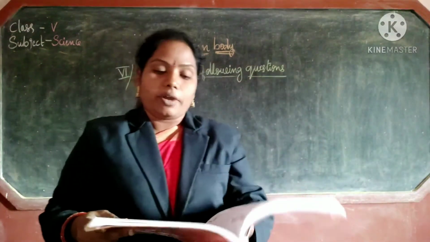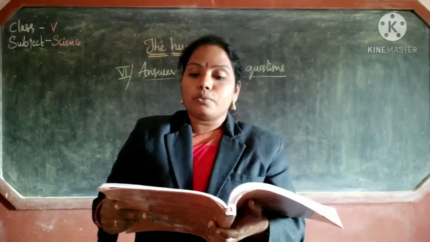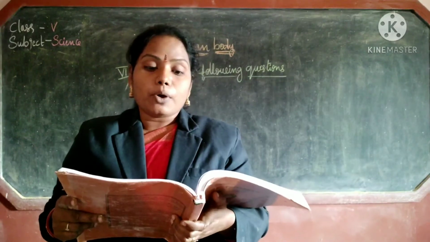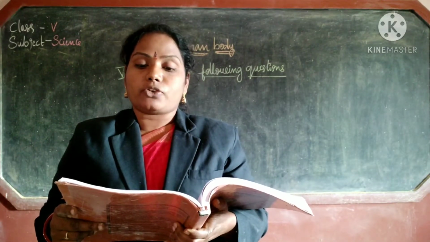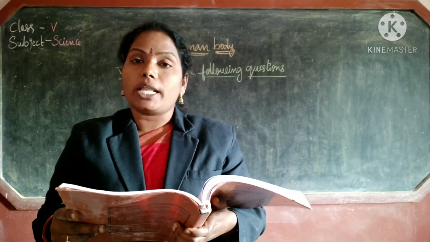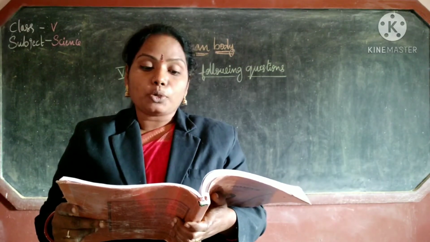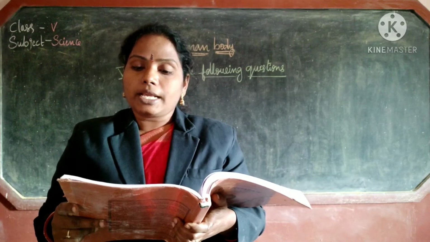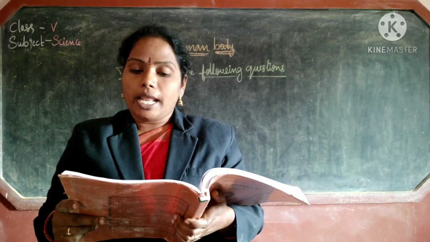Now I will read that one. The place where 2 bones are linked together is called a joint. The bones are connected together by strong and stretchy bands called ligaments. We have 2 types of joints. Movable joints: neck, hand, leg.